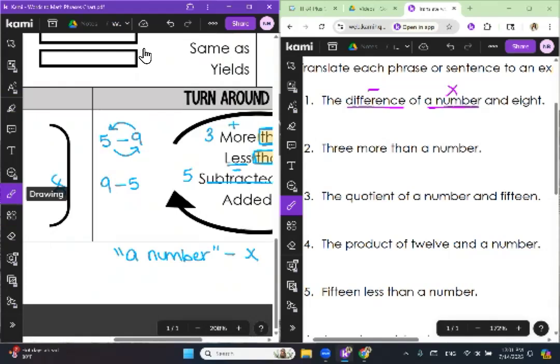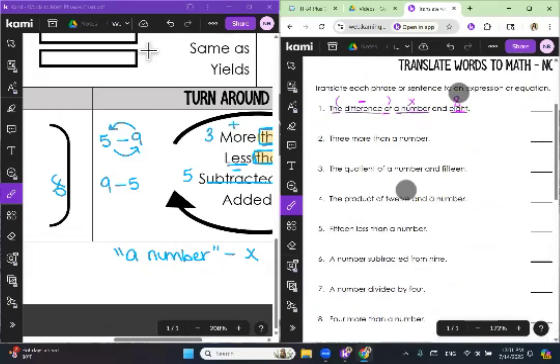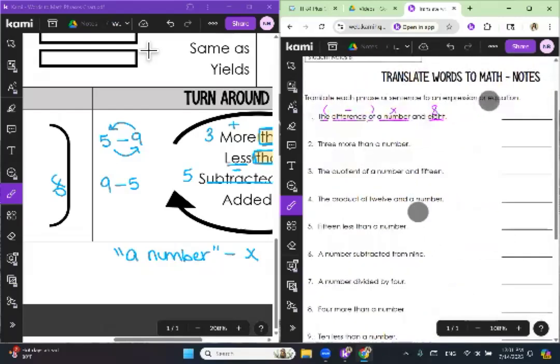So there's that. We have the word that turns into a number, the number 8. A lot of the time it takes some practice for you to recognize this. So the difference of a number and 8, we're going to write it as X minus 8.